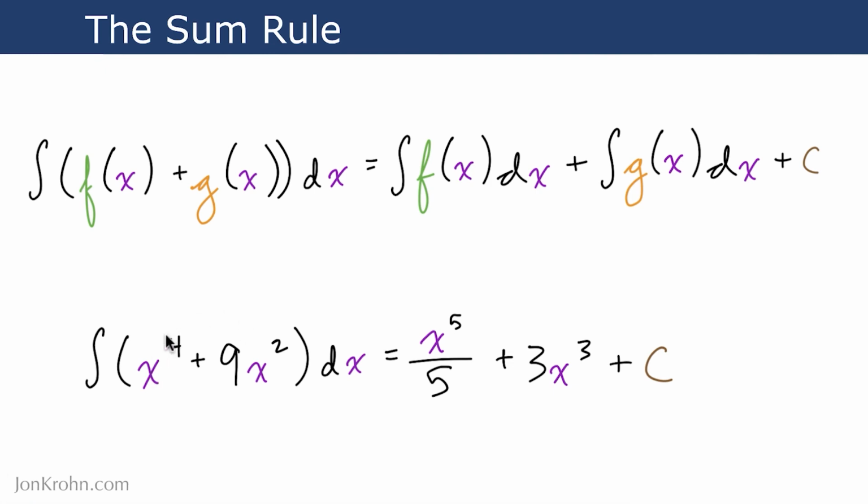So let's integrate the first term first. x to the power of 4, as we saw a couple of slides ago, becomes x to the power of 5 divided by 5. And this second term here, 9x squared, as we saw on the preceding slide, becomes 3x cubed. And so that's it. Just don't forget that you have your constant that is still there, making this an indefinite integral.